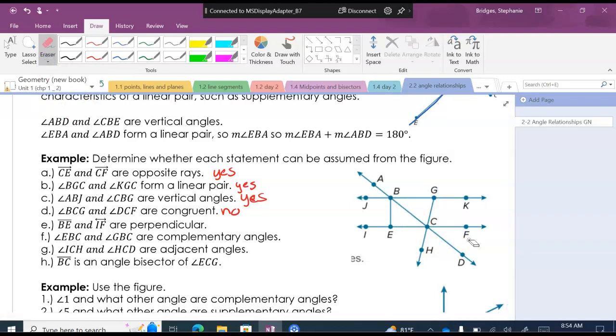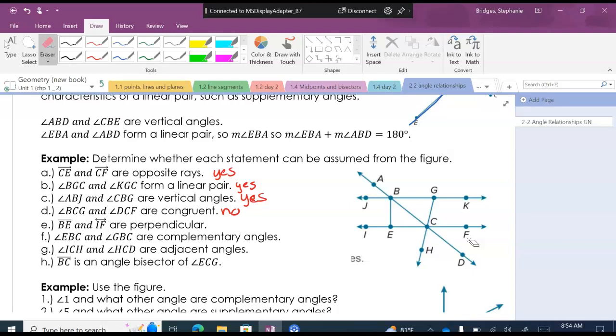Okay, the next one says that line segment BE and line IF are perpendicular. Can we assume that they are perpendicular? No. Remember the picture I drew up here earlier. We can only assume that they are perpendicular if we have what kind of marking there? A little right angle mark?